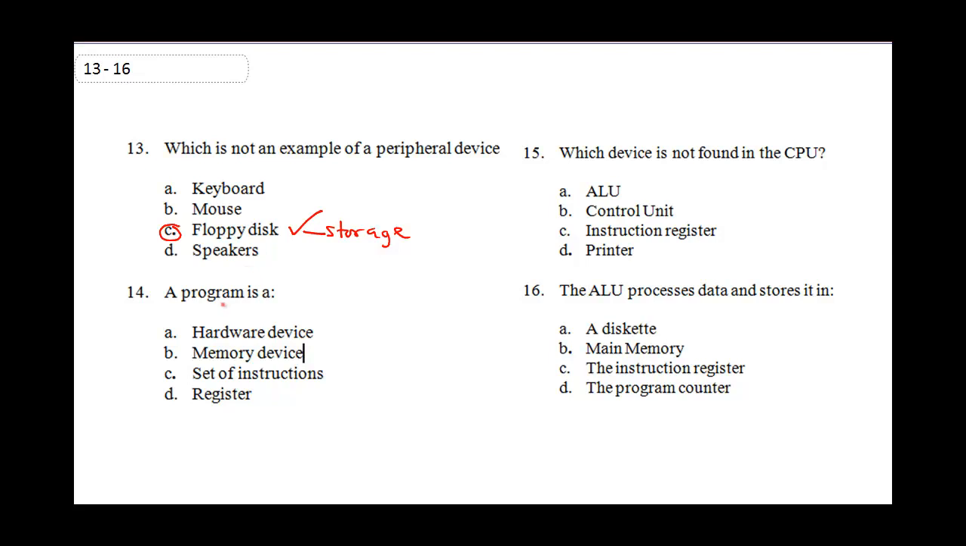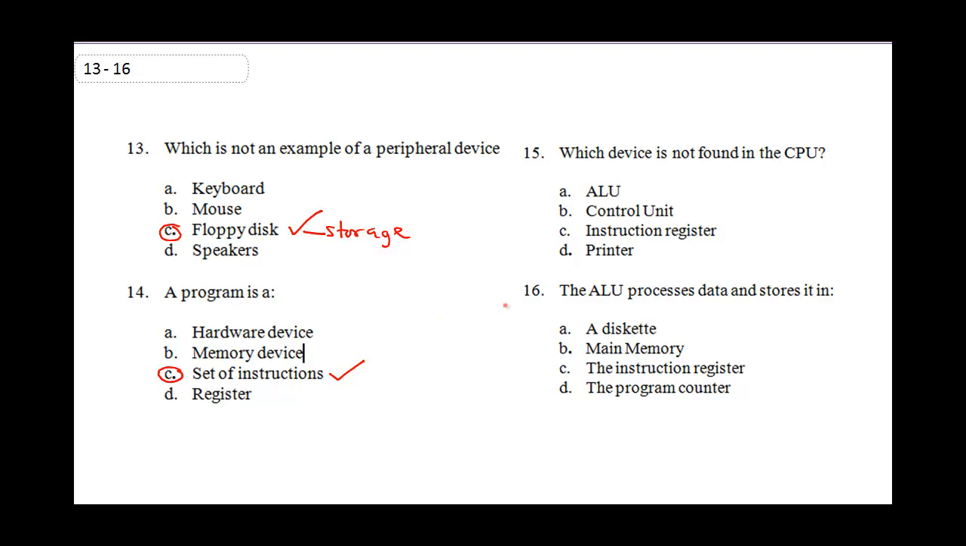Question 14 says, a program is a hardware device, no. A memory device, no. A set of instructions, this says register. Now, a program is a set of instructions telling the computer to obey a particular set of instructions and give a particular result. So the correct answer in 14 is C.